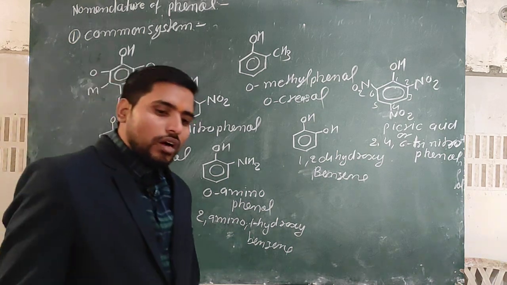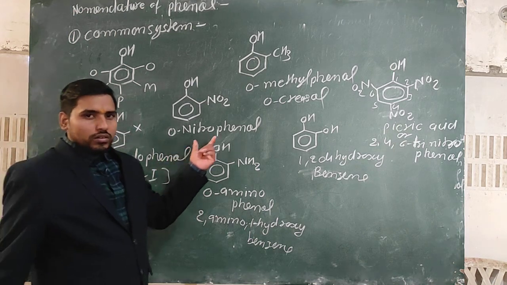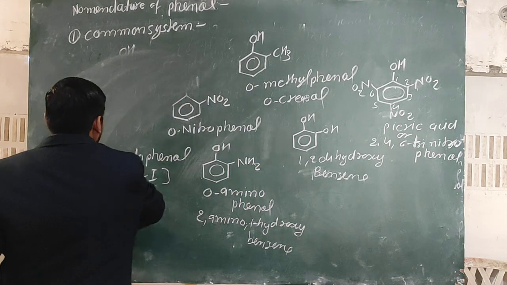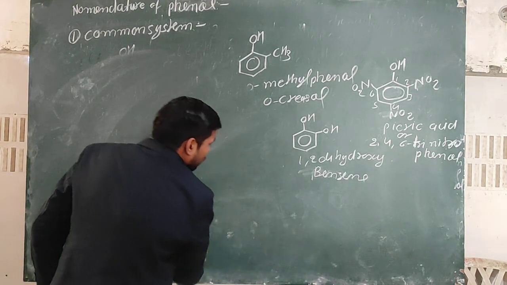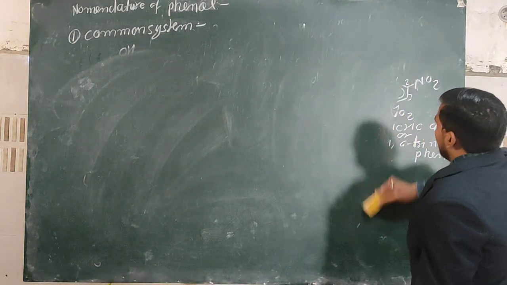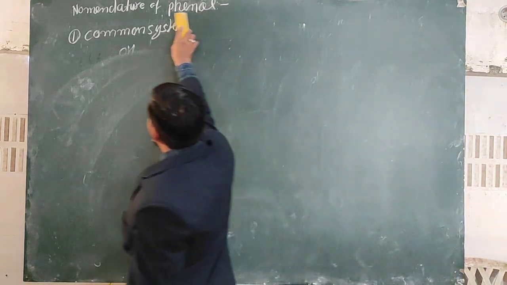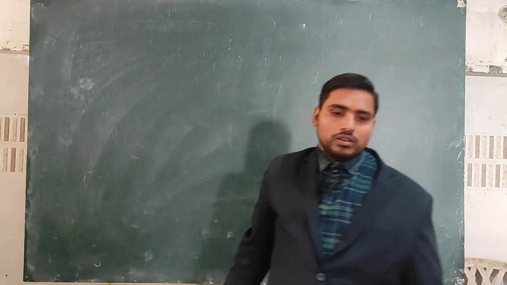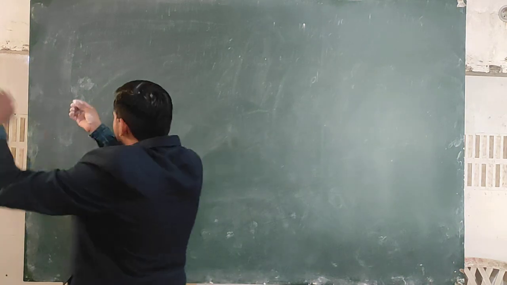Okay, after the discussion of nomenclature of alcohol and phenol, we try to understand the second part of this chapter, which is known as ether. After the knowledge of ether, we discuss the preparation of alcohol and phenol and the properties of phenol and alcohol also. But firstly we try to understand what is ether.